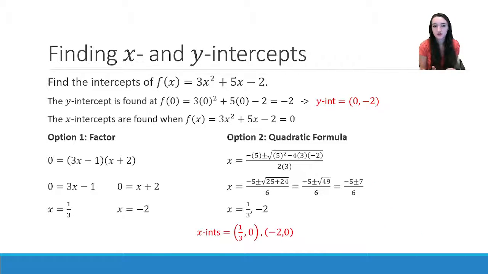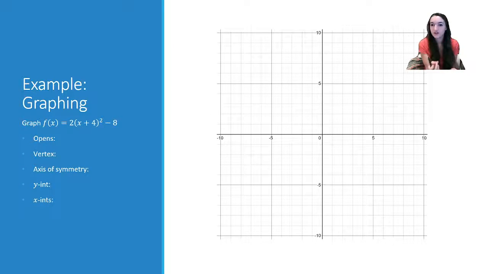So our final answers are the x-intercepts are at (1/3, 0) and (-2, 0). Using both methods, we got the same answer. So we know we did it correctly because we got the same answer both times. That's a pretty good way to check ourselves. All right, one more graphing example.